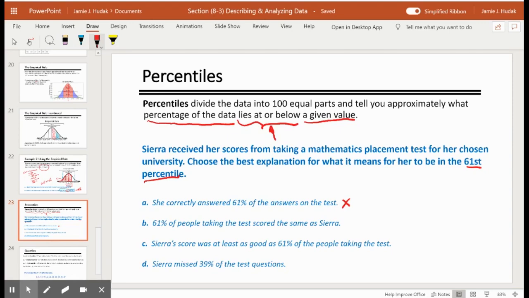Choice B, 61% of the people taking the test scored the same. No, that's at, that's not below. C, Sierra's score was at least, and there we have at least, that implies an inequality. Sierra's score was at least as good as 61% of the people taking the test. That looks right. And D, Sierra missed 39% of the test questions. Well, that's the same thing as answer A. Instead of saying 61% were correct, 39% were wrong. So those two were the same, just worded differently. The answer choice here is C.